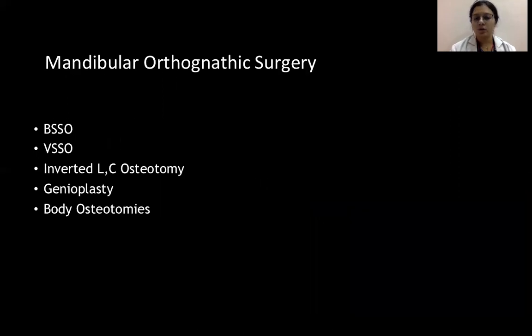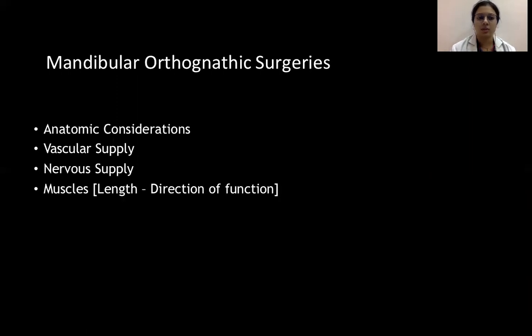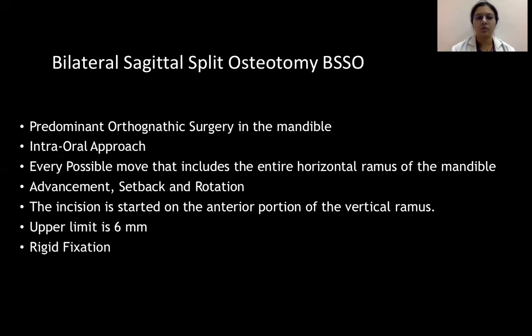Coming to mandibular orthognathic surgery, you have BSSO, VSSO, inverted L or C osteotomy, genioplasty, and body osteotomies. What plays a very major role is the anatomic considerations: vascular supply, nervous supply, and the muscles, the length and the direction of their function. Coming to bilateral sagittal split osteotomy, it's a predominant orthognathic surgery in the mandible. Intraoral approach, every possible move that includes the entire horizontal ramus of the mandible, advancement, setback, and rotation.